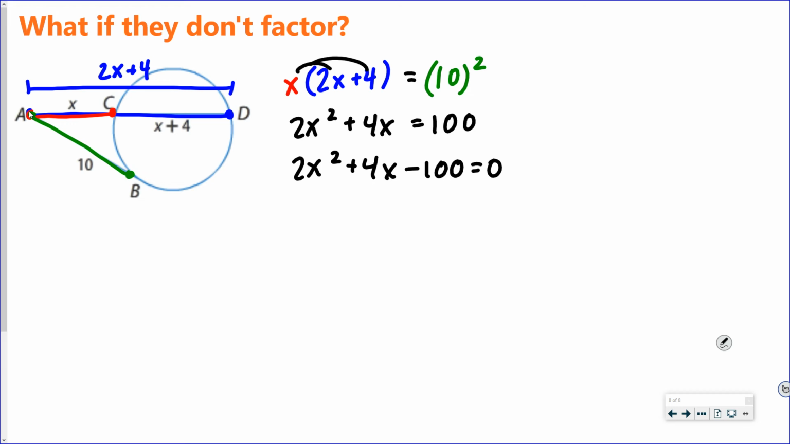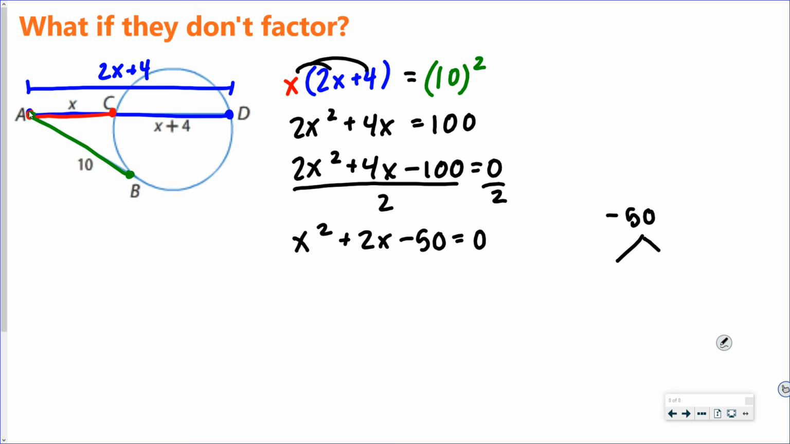So I'd still go through my process of, is there a GCF I could take out right away? Again, I can divide everything by 2. You might not be able to, but if you can, it's easier to work with smaller numbers. And then you'd go through your process that I just kind of reviewed with you of finding 2 numbers that multiply to negative 50 and add to 2.